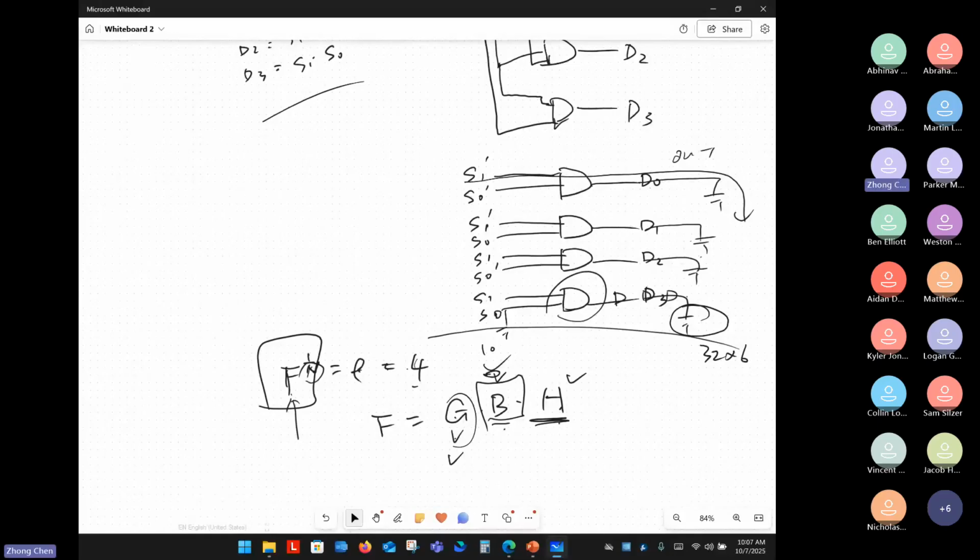Does anybody know the branching effort for our case? So for this case, what is the branching effort? This is the 2 to 4 decoder, right? 2 to 4 decoder. What is the branching effort here? Is it 1?